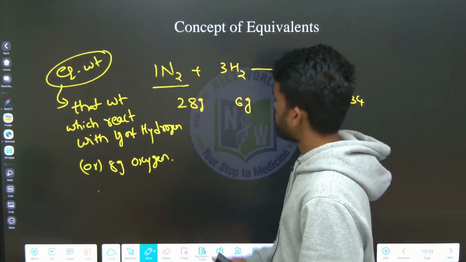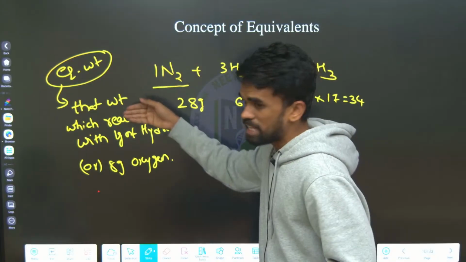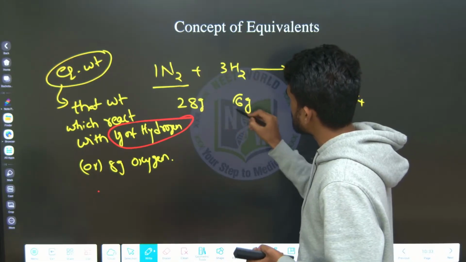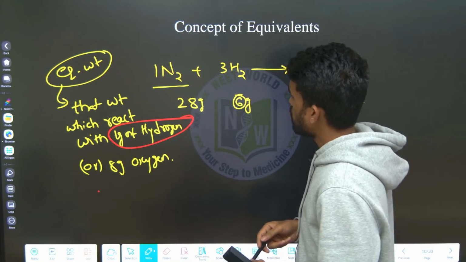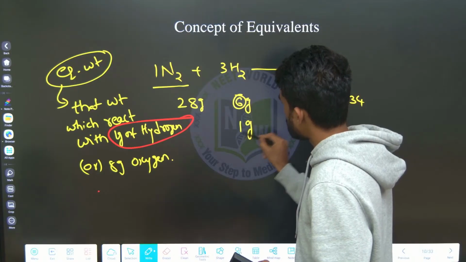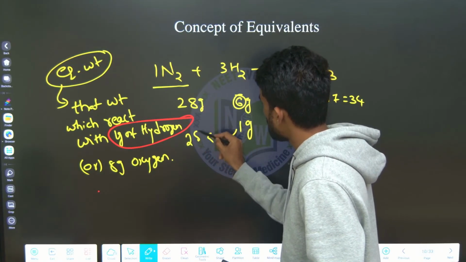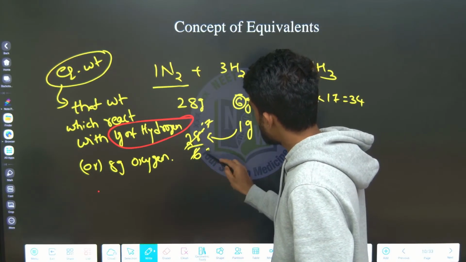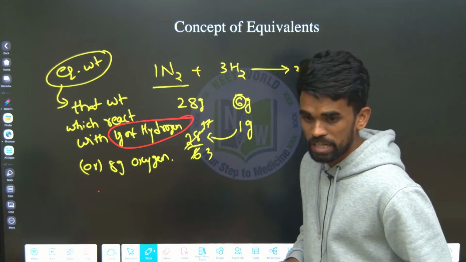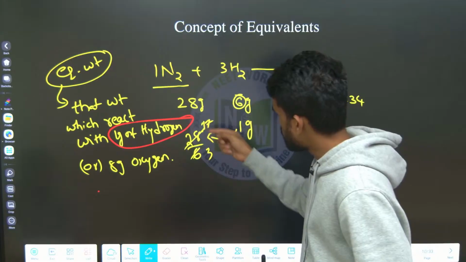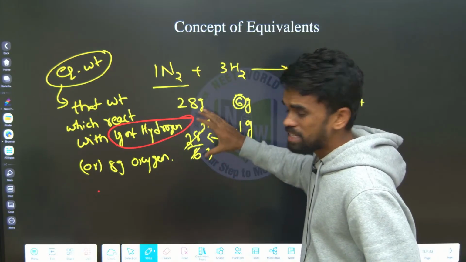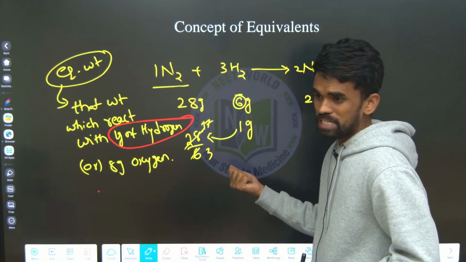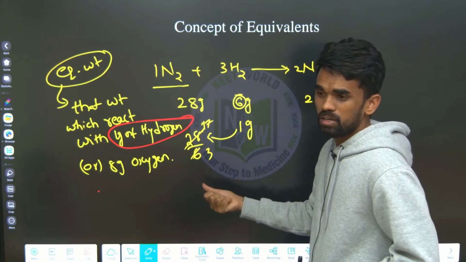Equivalent weight is that weight which reacts with 1 gram of hydrogen. So as per the equation, 6 grams is reacting with 28. In order to make this 1 gram, this will become 28 by 6, so it will be 14 by 3. So now what is the equivalent weight of nitrogen, I can say? 14 by 3, because this is the packet of weight that is reacting with 1 gram of hydrogen.